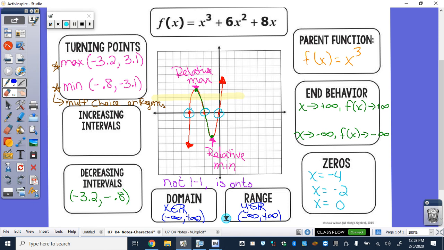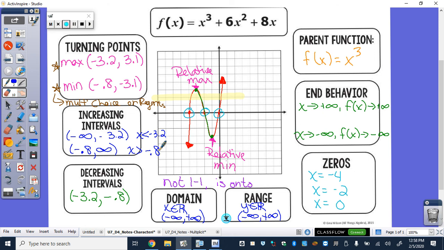So can anybody tell me one of the increasing intervals? Very good. Negative infinity to negative 3.2. If you wrote it as an inequality, it would just be x is less than negative 3.2. Either one works. One's interval, one's inequality. Negative 0.8 to infinity and beyond. Or x is greater than negative 0.8. Those are your 2 ways of being able to write the same thing.